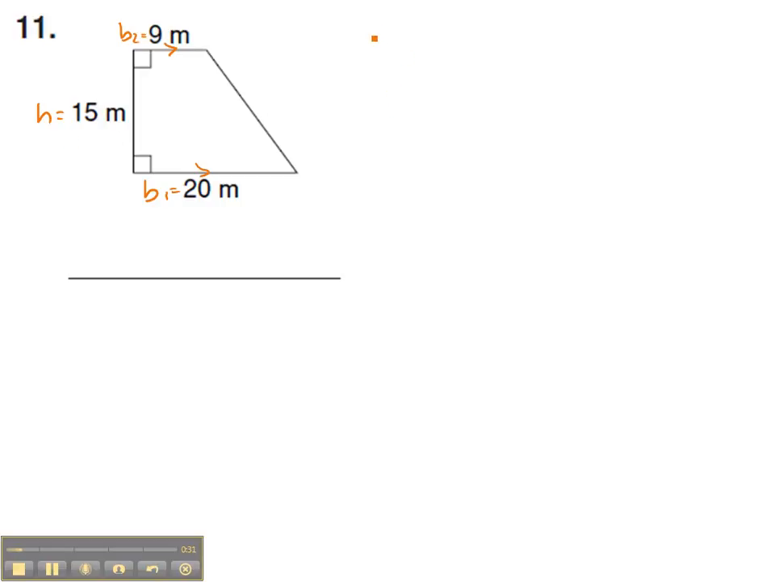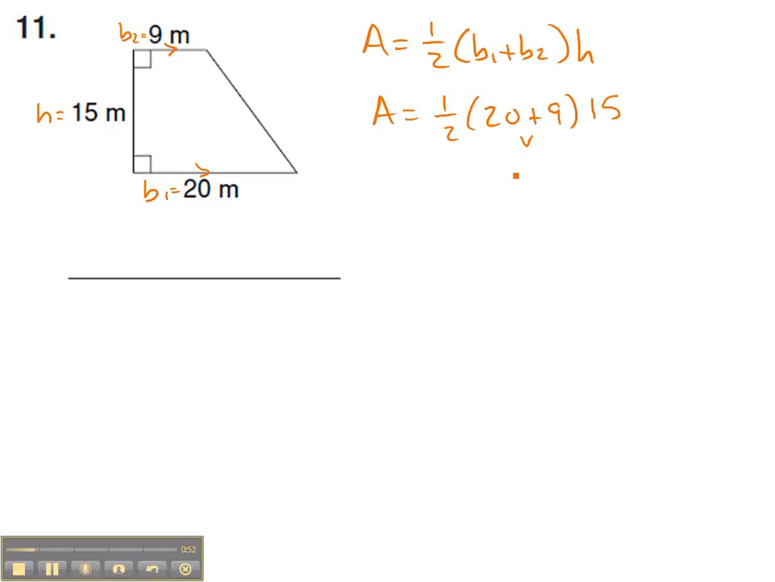So we always write the area formula first. Area equals 1/2 B1 plus B2 times the height. Let's substitute in the numbers. A equals 1/2 of 20 plus 9 times the height, which is 15. We know PEMDAS requires us to do this addition first since it's in parentheses. So area equals 1/2 of 29 times 15.